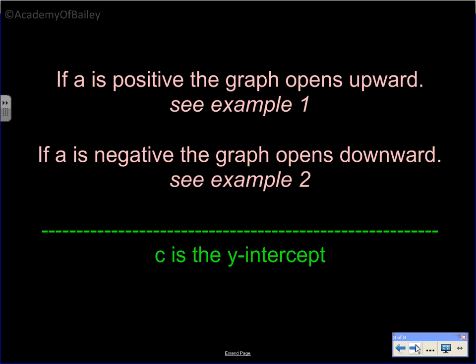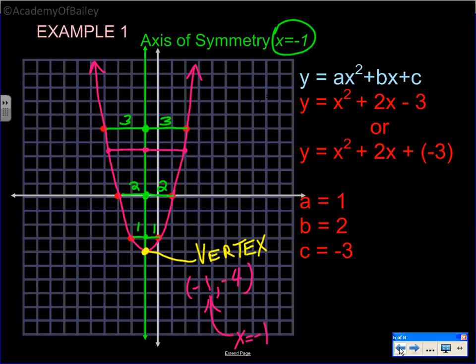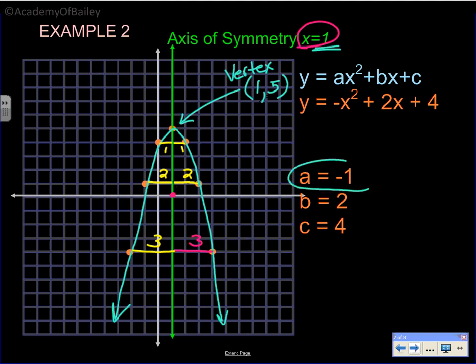Here's a couple notes. This says if A is positive, the graph opens upward. See example 1. And if A is negative, the graph opens downward. See example 2. I'll go back to the last slide for you in one moment so you can write that down. But let's look at A. A is +1, so the graph is opening upwards. Let's look at A here. A is -1, so the graph is opening downwards.